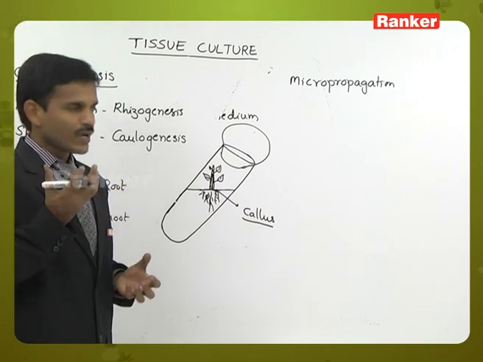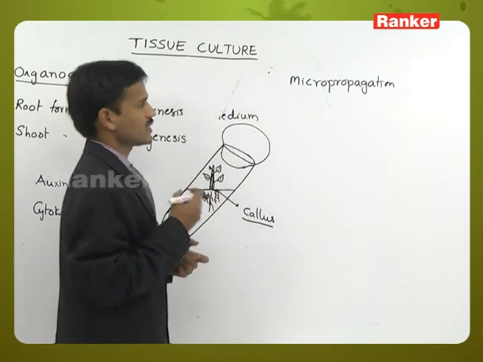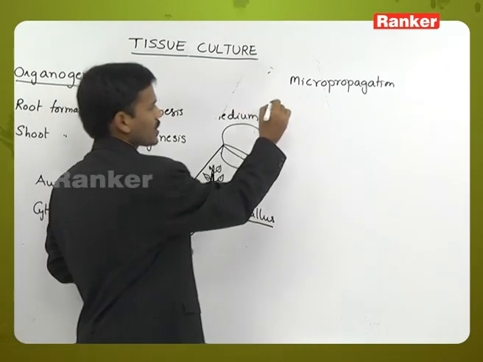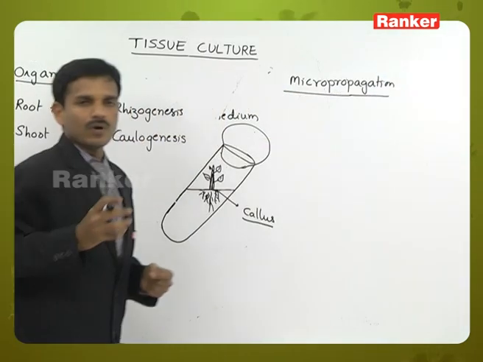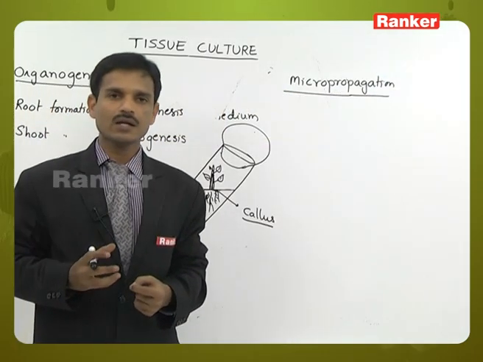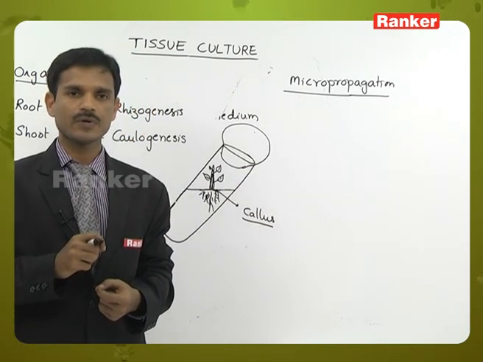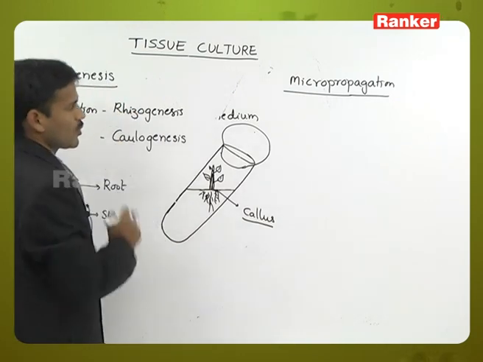So, we can produce a number of plants within a short period and a short space also. So, it is called micropropagation. By this micropropagation technique, a number of commercially important, economically important plants are produced in large quantity. So, it is about micropropagation.